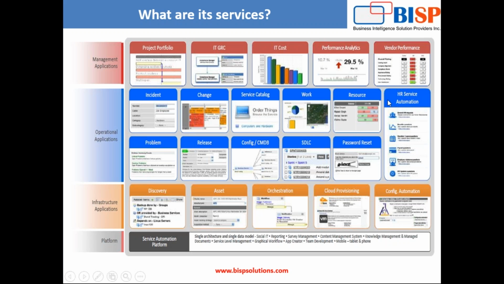Then you have other applications, like work management, which is used for field service work management. Then for resource management, you have another application where you track the utilization of your employees or resources. Then you have an application for password resets and also other HR services. A company might have an HR and they might have different services the HR provides. So the HR service automation helps in resolving all the HR services. Those are the operational applications which track the day-to-day activities of a company.